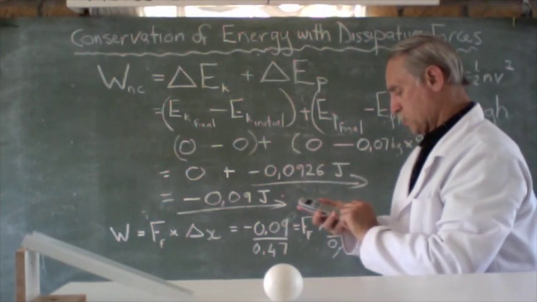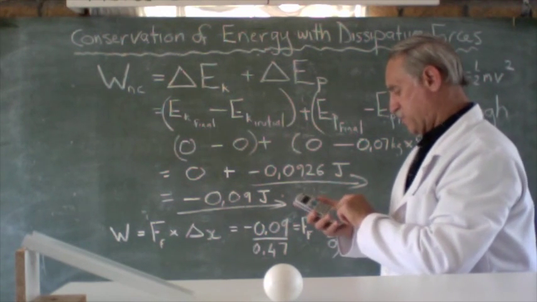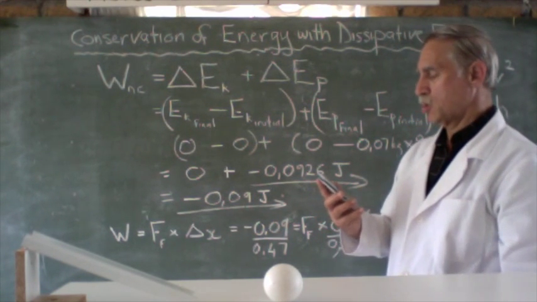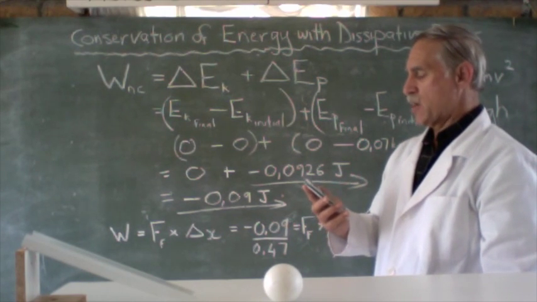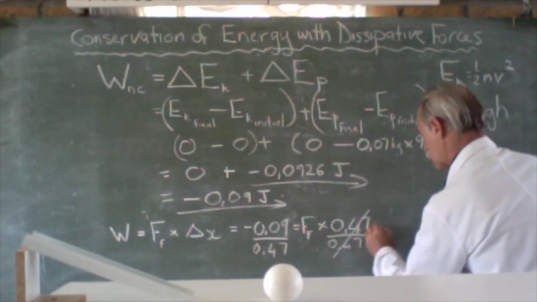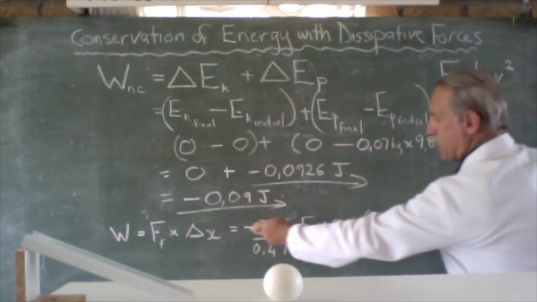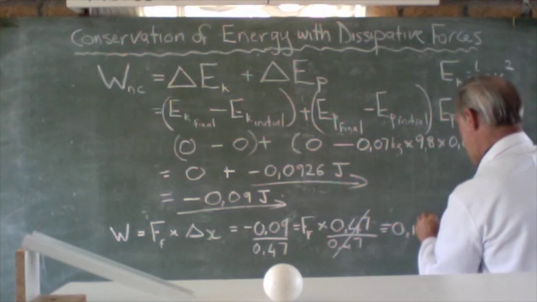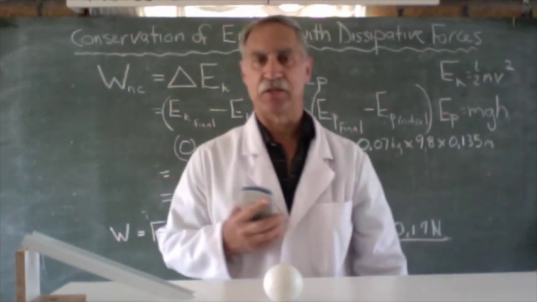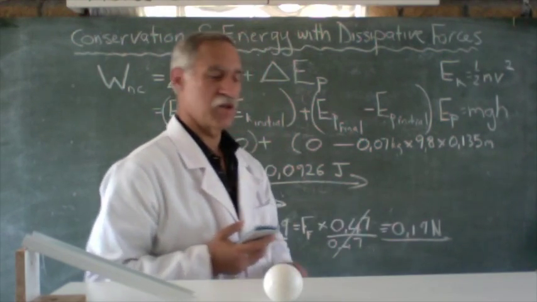So 0.09 divided by 0.47 equals 0.191. So that is going to be equal to 0.19, and notice the negative, and the answer is in newtons. So it is equal to minus 0.19 newtons.